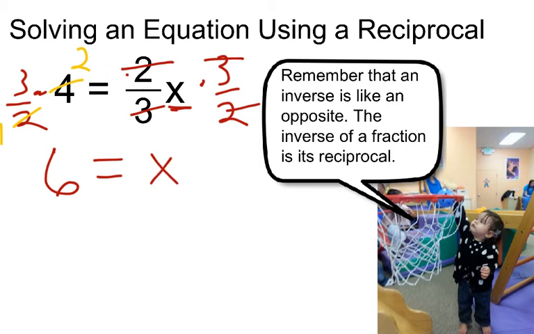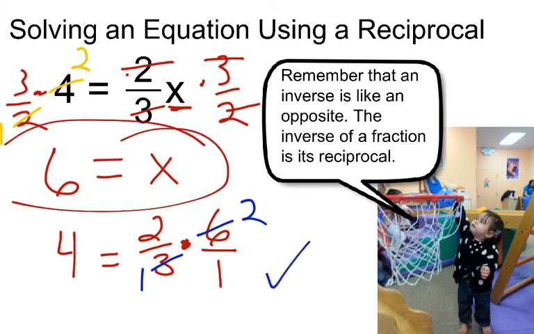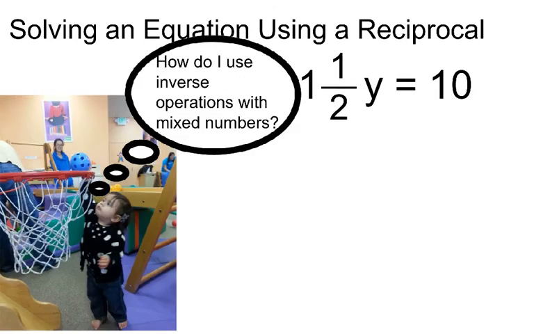Now I need to see if this is indeed true. Is 4 equal to 2/3 of 6? And I shouldn't use an x for my variable here, because I don't want to confuse you, so I'll use 6. And a dot for my multiplication sign. So 6 is similar to 6 over 1. I can factor out my 3 and get 1 and 2. 2 times 2 is 4 over 1. 4 over 1 is equal to 4. So this problem also checks out. x equals 6.